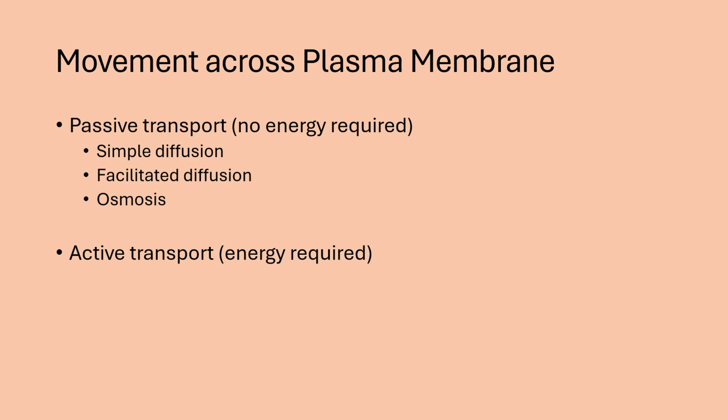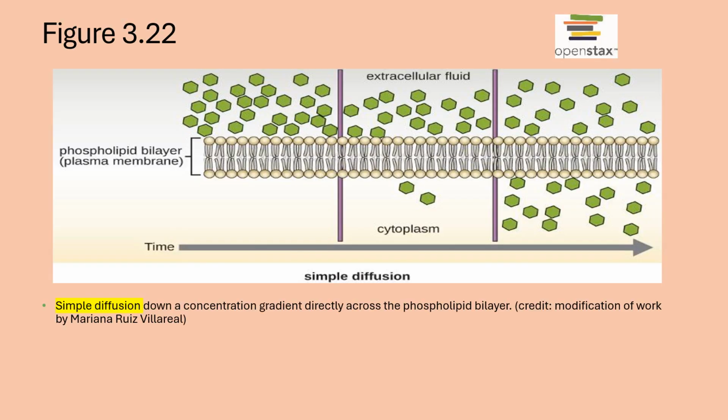3 different types of passive transport. There's simple diffusion, facilitated diffusion, and osmosis. Simple diffusion, just moving down the concentration gradient. You have a lot of these green structures on this side of the membrane, and so they're naturally going to want to flow in this direction from high to low concentration until equilibrium is reached. Doesn't need any help.